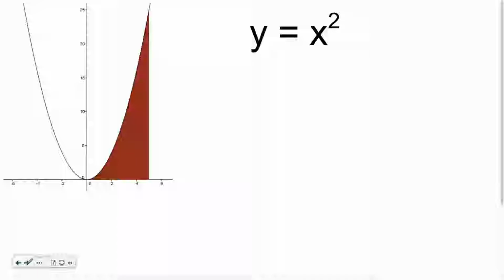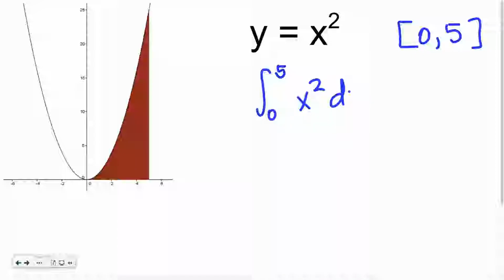Okay, so on your paper, I would write down y equals x squared, and then from the interval, it looks like this graph is going from 0 to 5. That's what I would write down on your paper. You don't necessarily have to draw the graph if you don't want to, but that red shading, that's what we're going to find. Okay? And what I need you to understand is that the area under the curve x squared from 0 to 5 is represented by the integral from 0 to 5 of x squared dx. That is what we are finding.